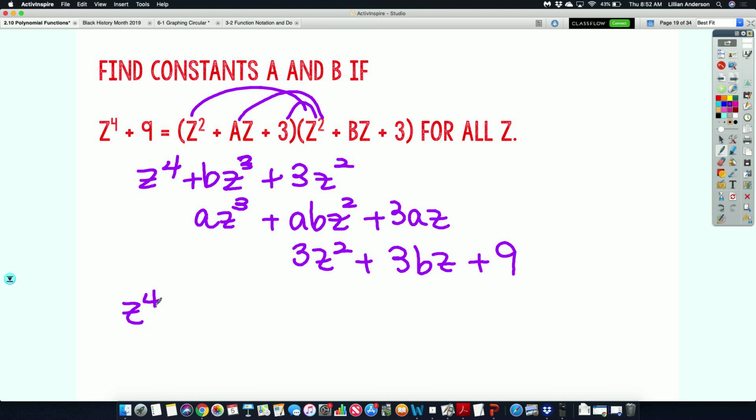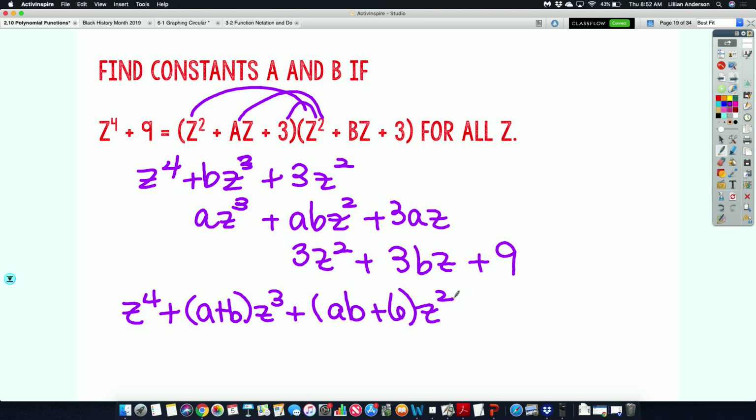When you add this all together, this will give you z to the 4th plus a plus b z to the 3rd plus ab plus 6 z to the 2nd plus 3a plus 3b z plus 9.